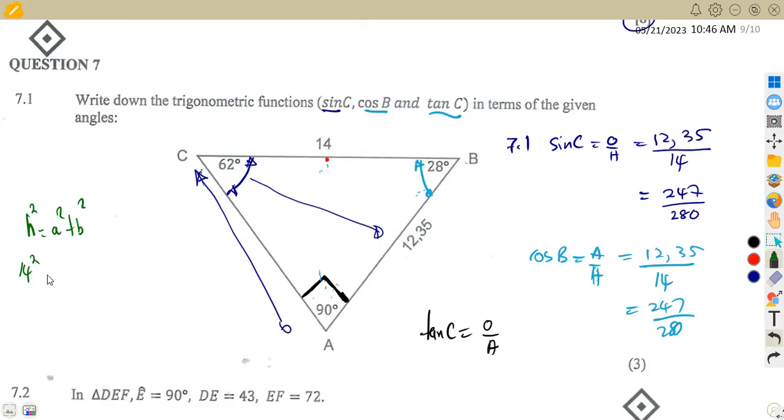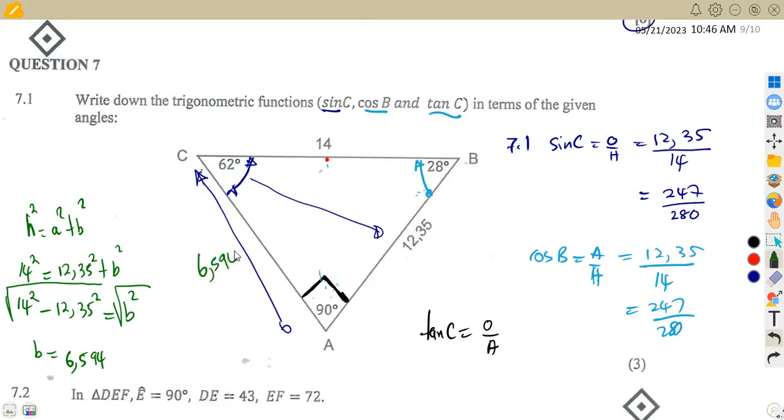Hypotenuse is 14 squared, which is equal to the shorter side, 12,35 squared, plus b squared, which represents CA. So you can transpose: 14 squared minus 12,35 squared is equal to b squared. To find b, we can simply introduce the square root. So our b is going to be 6.594 to 3 decimal places, representing CA. So your CA is going to be 6,594, with whatever units you have. So this is your adjacent.